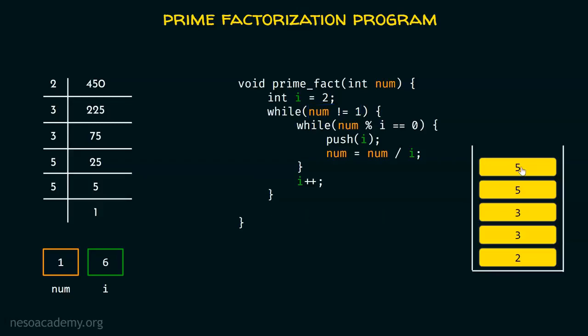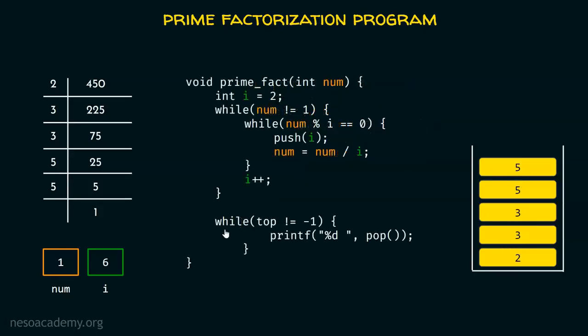Now we have to print all the elements of the stack, right? For this purpose, we need this while loop. We will check this condition in this while loop. If top is not equal to -1, then print the element returned by the pop function. Or in other words, if the stack is not empty, then we will continue and print the value returned by the pop function. Pop function will always return the topmost element of the stack. In this way, we would be able to print all the prime factors of a given number in descending order.